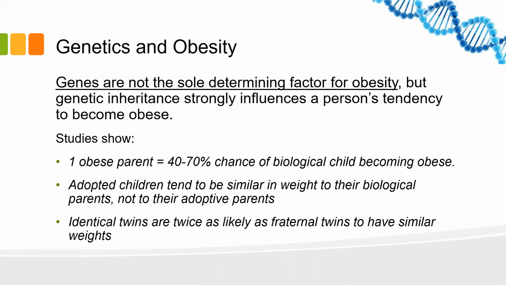There are a lot of people who have some predisposition towards obesity, but it doesn't mean they're going to be obese. You can see this number here, looking at these genetic studies. If you have one obese parent, then apparently you've got somewhere between a 40 and 70% chance of the biological child becoming obese. So that shows there's a connection. Now, of course, you're probably thinking, well, they're in the same household, eating the same things, doing the same activities. So yes, there's an environmental thing going on there.